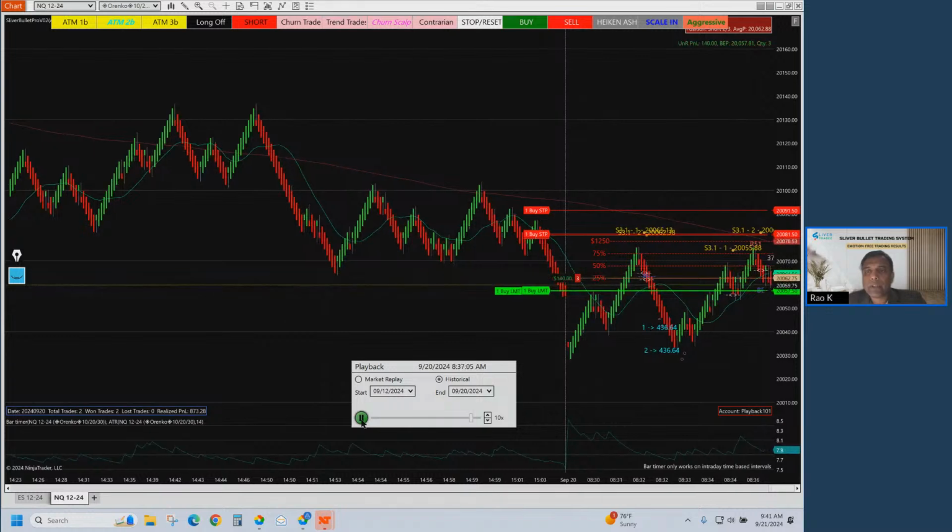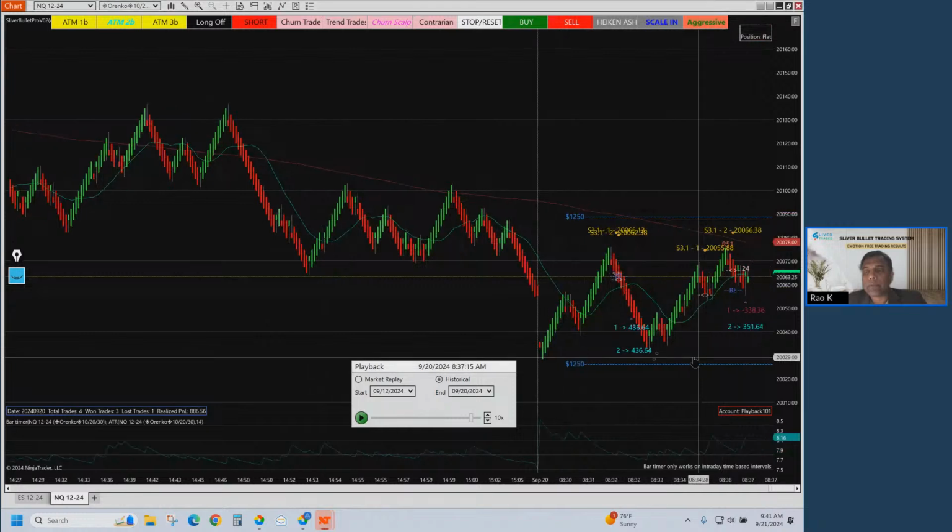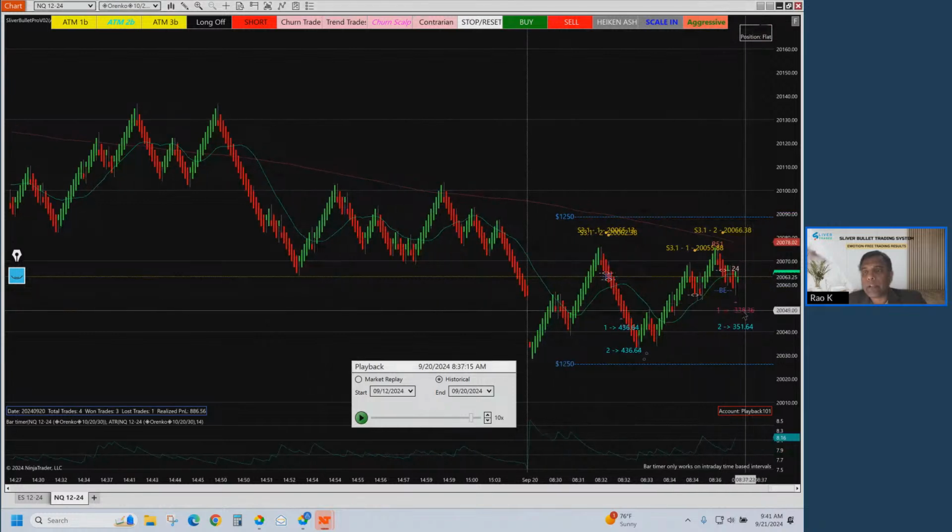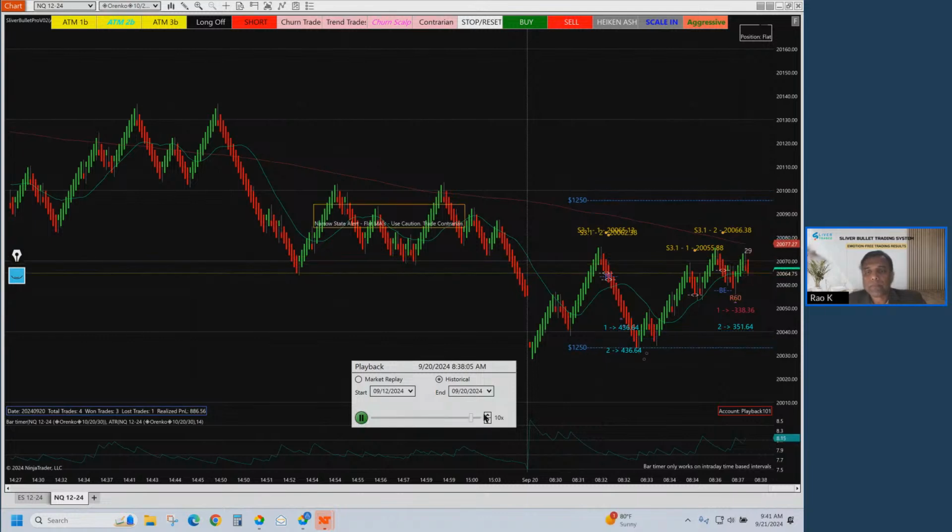Target filled. So the first trade incurred $338 of loss, but second trade made up for this loss and a little more. So it's $351 in the second trade. So I netted about $13 in the second trade. So the total amount is still about $886. I'm going to increase the speed now some more.